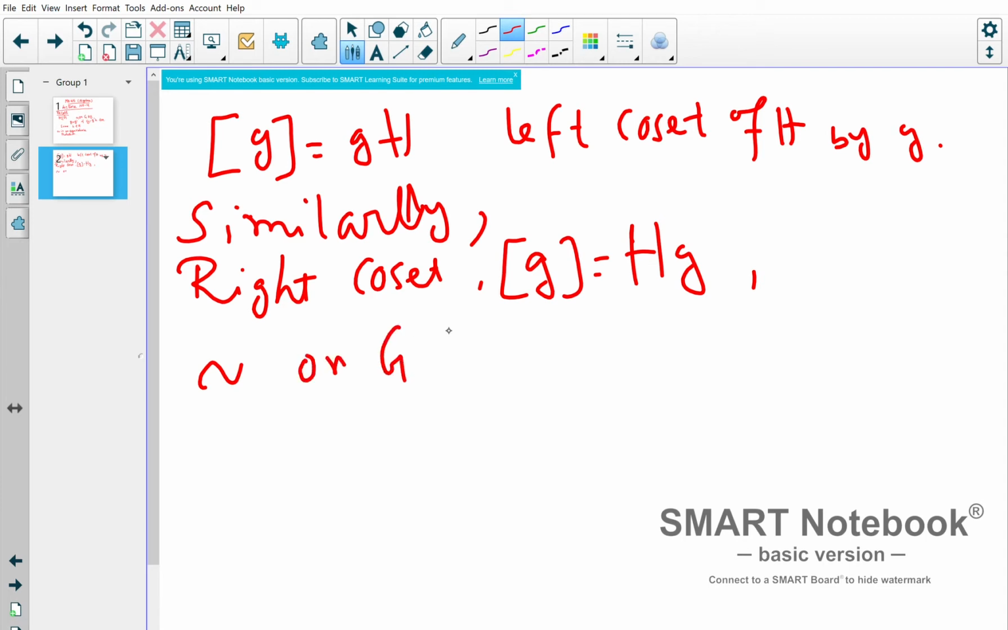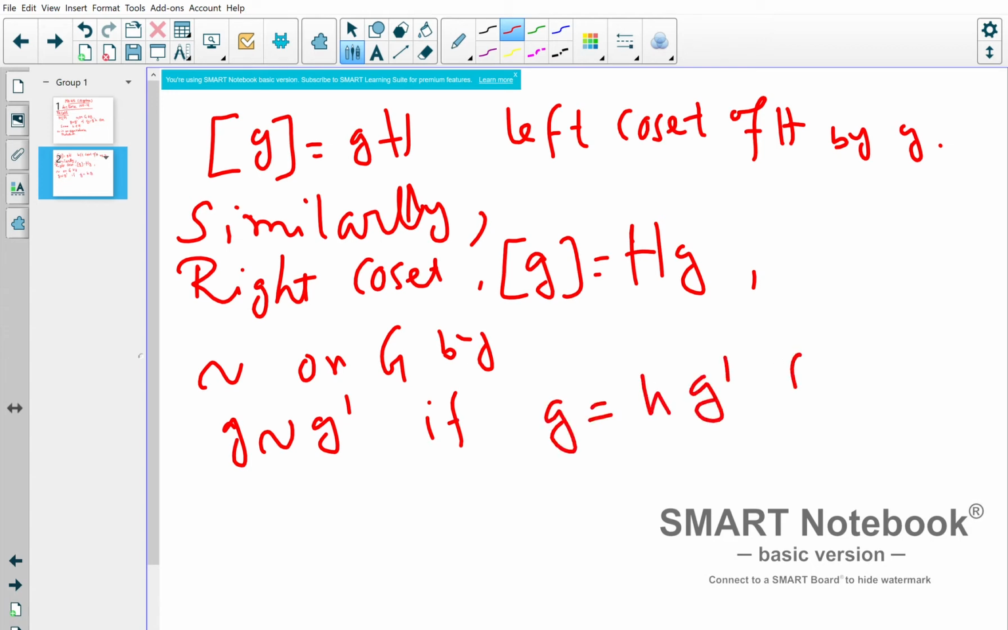In this case you need to define tilde on G by this: you say that G is related to G dash if G equals H G dash for some H belongs to H. Similarly, you can check that this tilde dash is also an equivalence relation, and the equivalence classes are actually the right cosets.